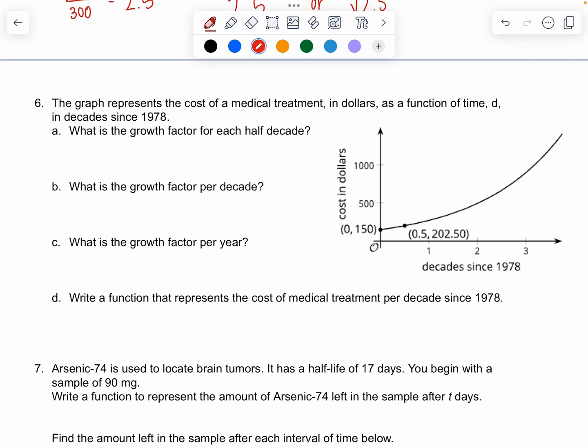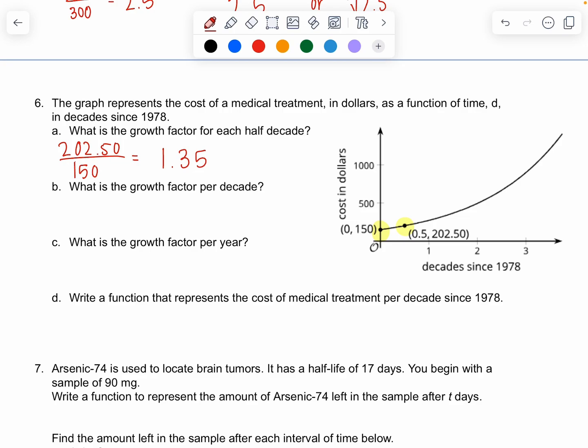Okay, number 6, the graph represents the cost of medical treatment in dollars as a function of time, D, which is in decades since 1978. What's the growth factor for each half decade? Okay, so right here on the graph, it is already measuring a half decade because of that 0.5 for the time value right there. So each half decade is going to be 202.50 divided by the original, which was 150. And that gives me 1.35. So that's for each half decade.